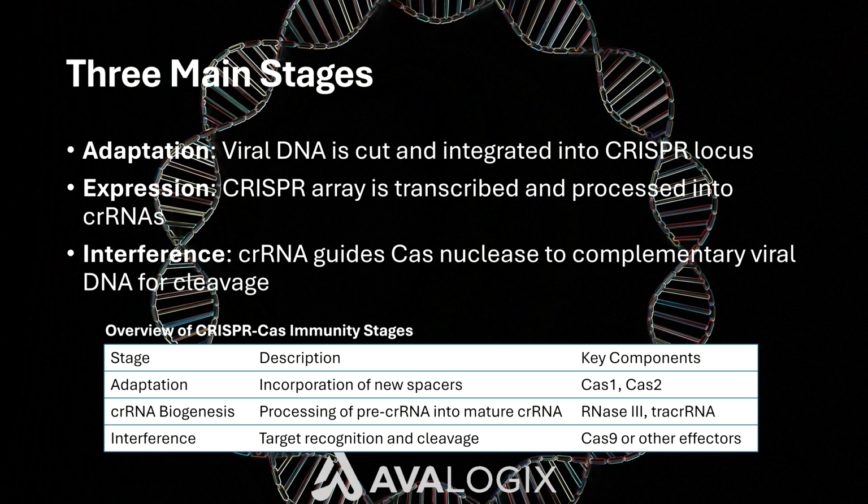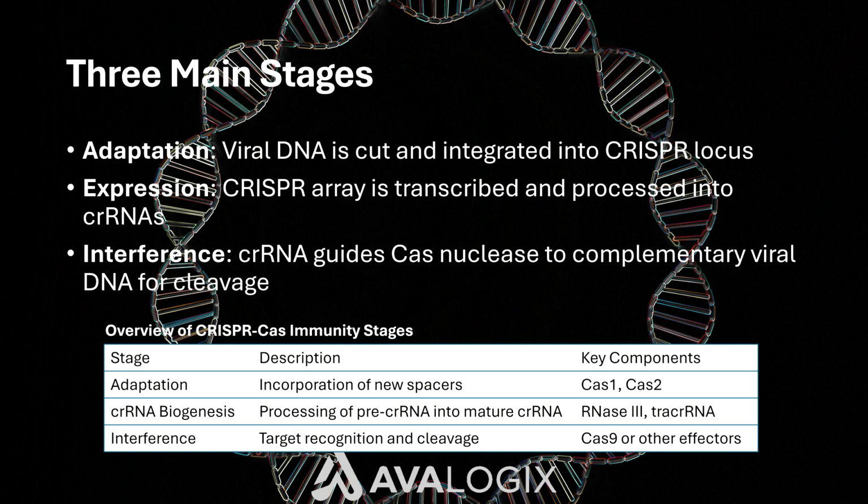Think of this like a vaccination. Once recorded, the system can recognize and respond to the same virus in future encounters. The second stage is expression. The CRISPR locus, which includes repeats and spacers, is transcribed into a long precursor RNA molecule. This precursor is then processed into smaller units called CRISPR RNAs or crRNAs, each carrying the sequence of a specific invader. In some systems, a second RNA, known as the tracrRNA, is also required.